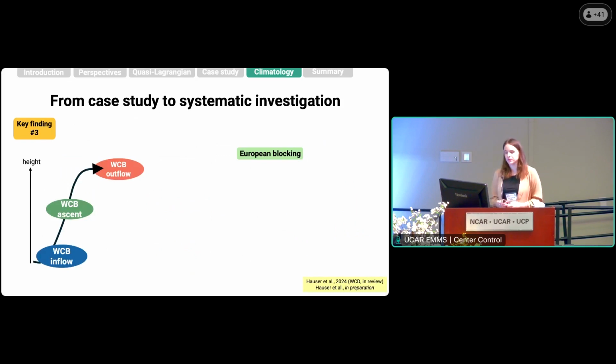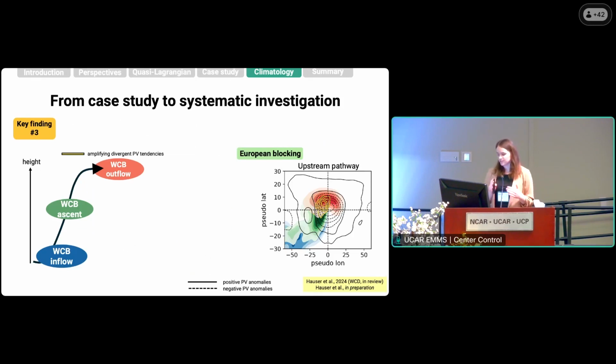In our third key finding, we wanted to see then the link from these divergent PV tendencies to Wonken-Weyerwald activity. And here we used this novel Eulerian approach that I introduced in the beginning, and we looked at the activity of Wonken-Weyerwald inflow, ascent, and outflow in the days before blocking onset, because we saw that there's this rapid amplification in their amplitude. So focusing here again on European blocking, we show on the right-hand side a centered composite. So you see the pseudo-lat and pseudo-lon. You have in the center the center of mass position of the negative PV anomalies, and the black dashed and solid lines point to PV anomalies.